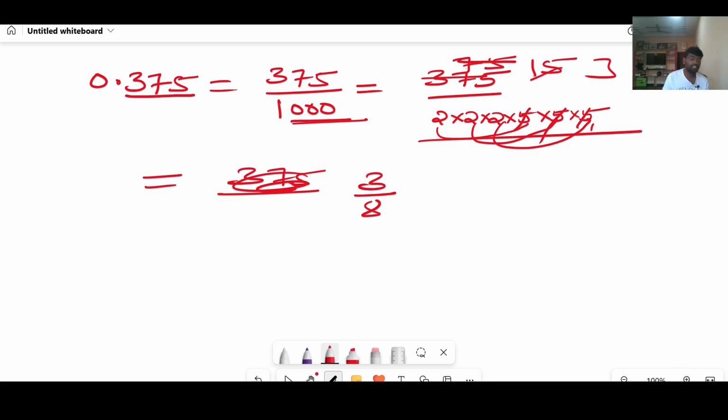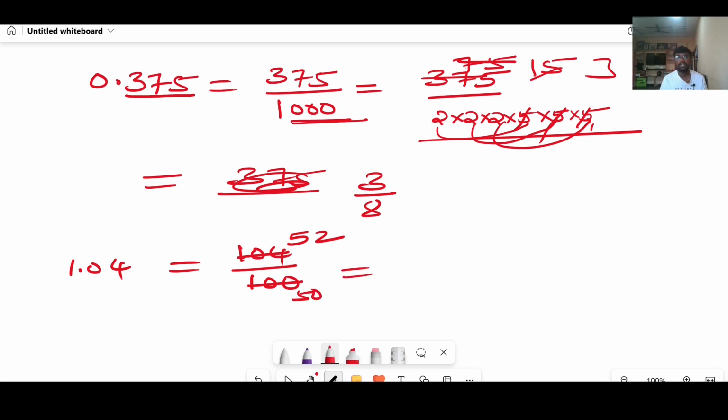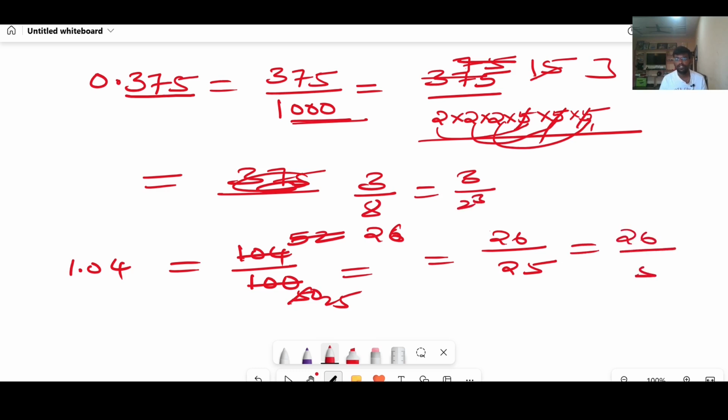Coming to the next example, I will take 1.04. You can write it as 104 by 100. Cancelling, we get 26 by 25. Here 2 power 3, and here I can write 26 by 5 power 2. Look at here, I will explain why I am explaining this.